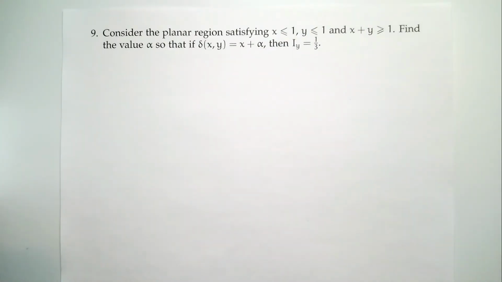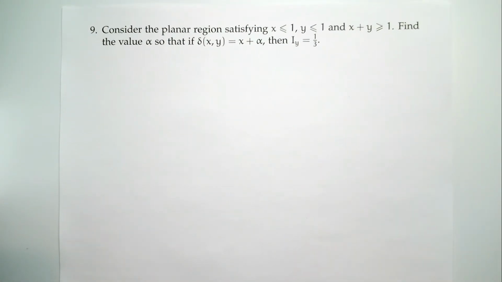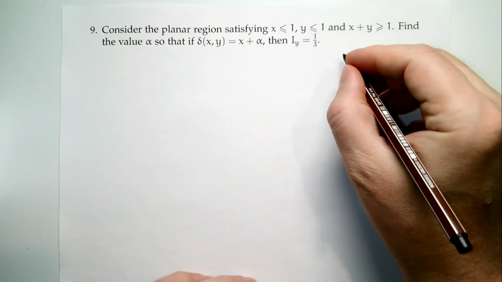So, consider the planar region where x is less than or equal to 1, y is less than or equal to 1, and x plus y is greater than or equal to 1. Let's see if we can figure out what that looks like. So, we draw some axes here.